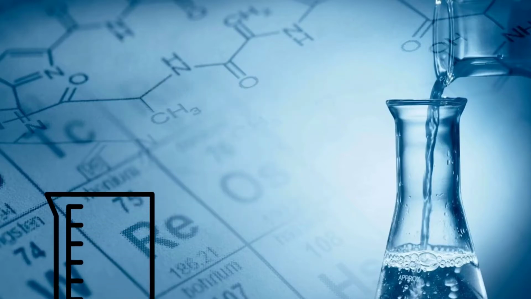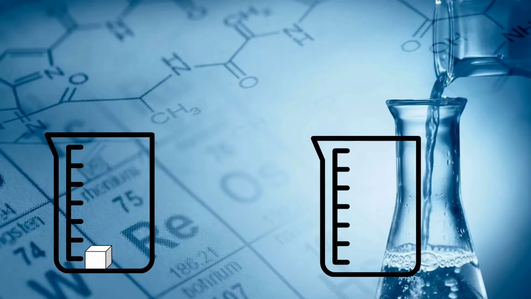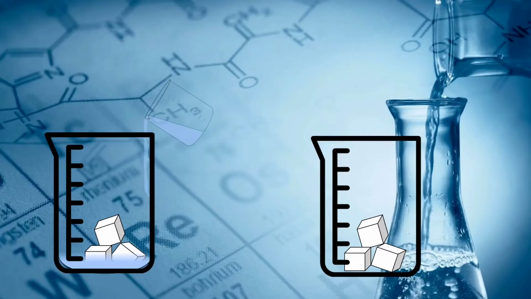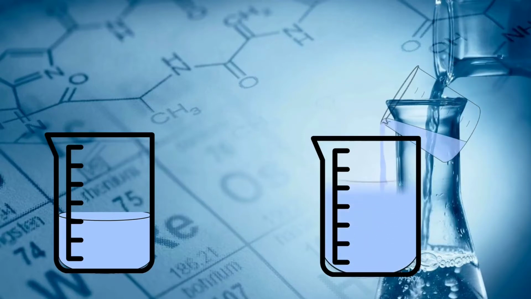Let us take an experiment. We are taking two beakers, and in these two beakers we will be adding 3 cubes of sugar. Now I will be pouring some amount of water in it. Here I am pouring some amount of water in the first beaker, which has less water compared to the second beaker. Here I am pouring more water. The amount of sugar was the same in both: in the first one I had 3 cubes and in the second one I had 3 cubes. But what is different is the amount of water.